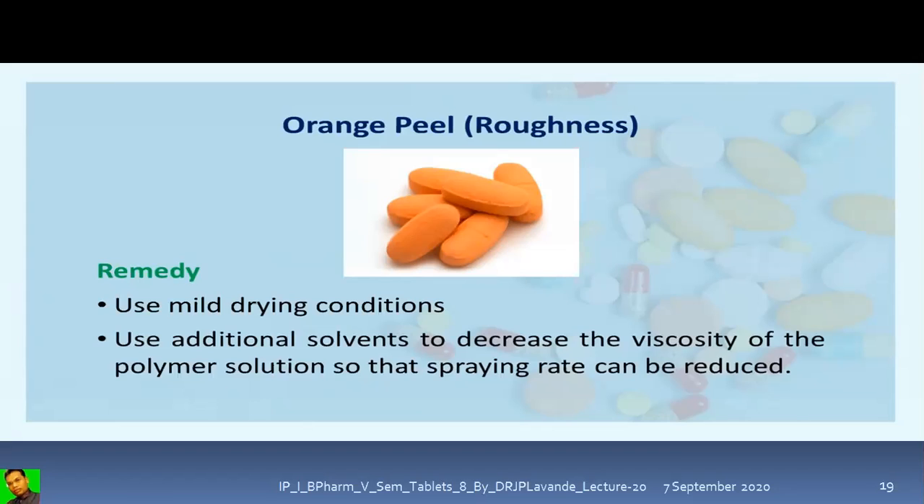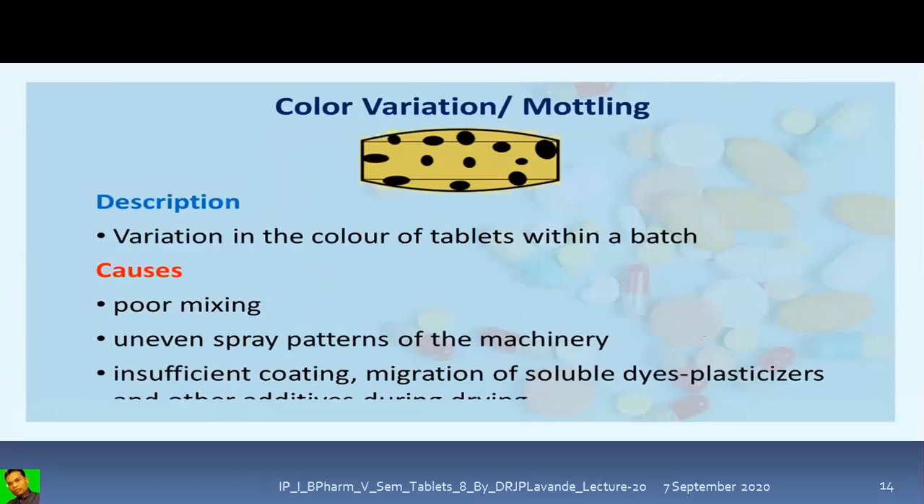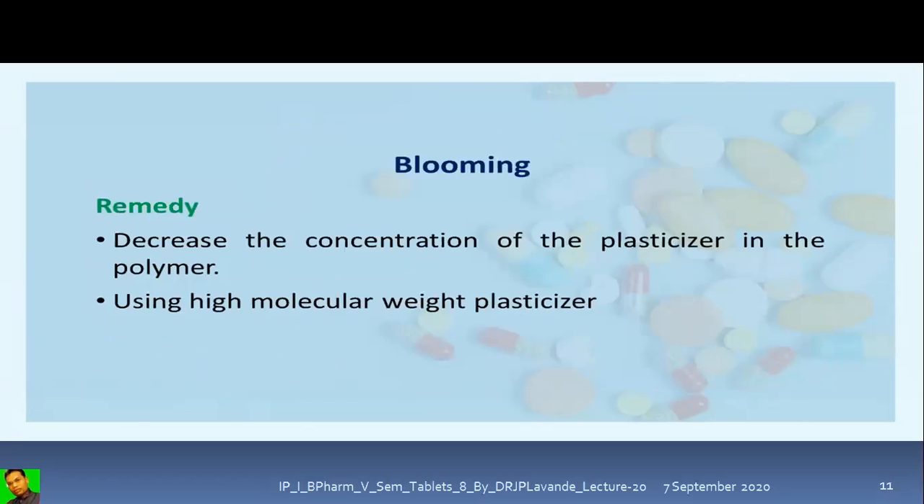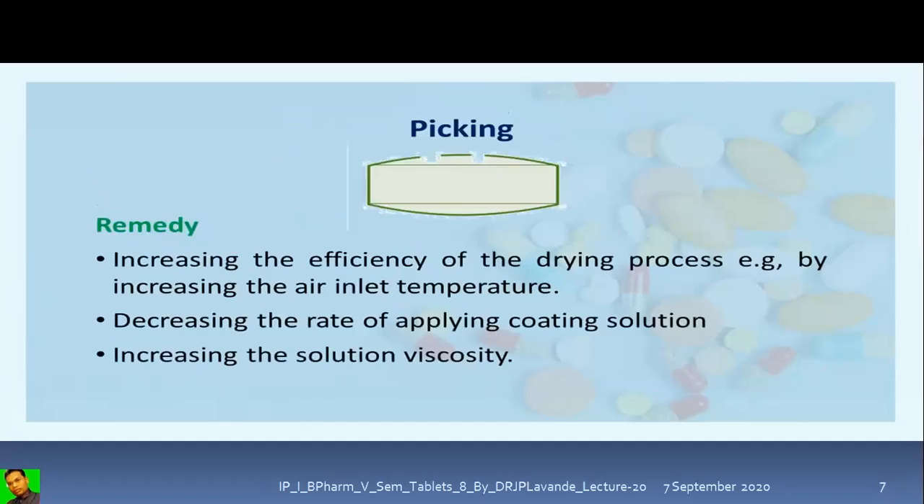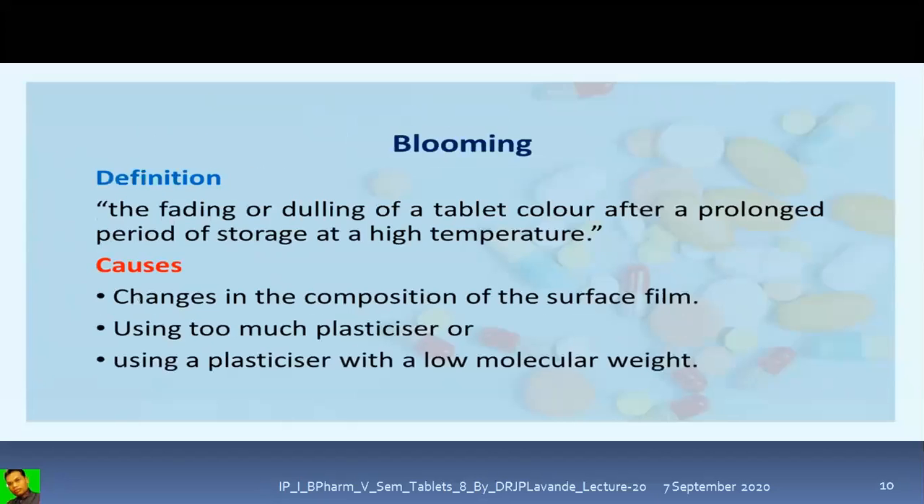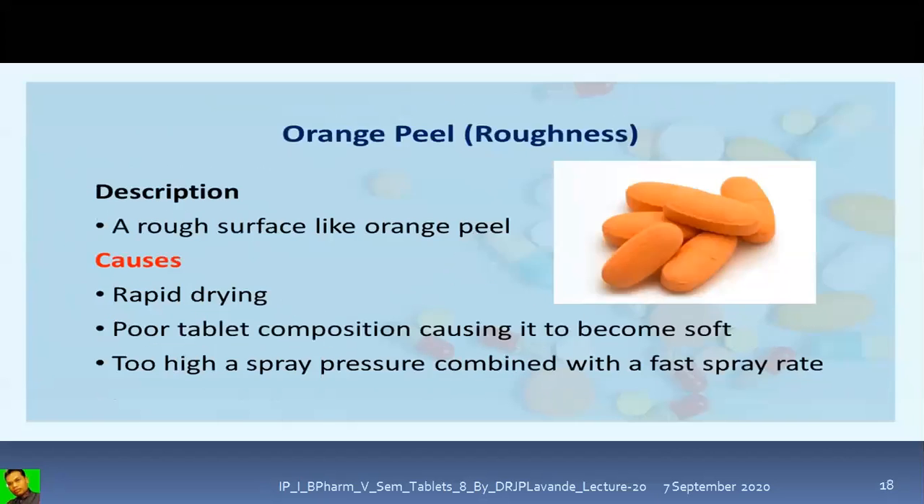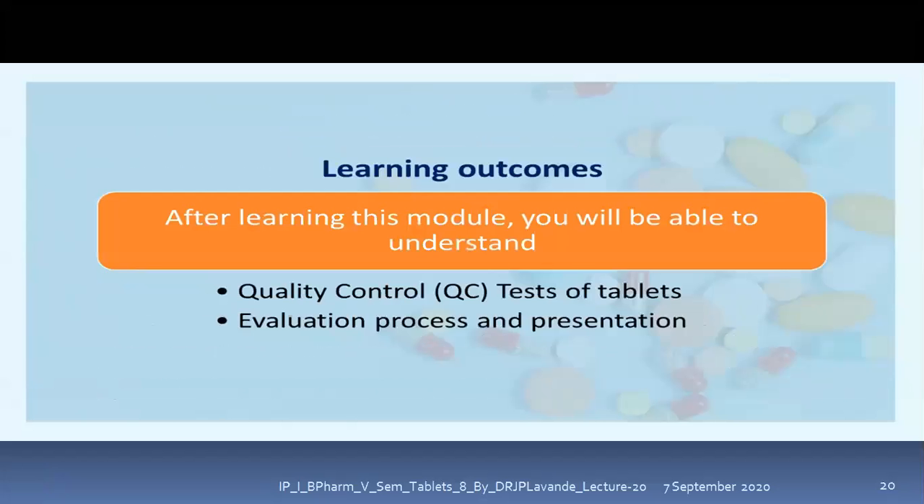So dear student, so far we have gone through a number of tablet defects like the orange peel, infilling, color variations, blushing, blooming, pitting, picking, then cratering, then chipping, then blistering, then cracking, and then thinning. So all these defects we saw, what they are, their description, what their causes are, and how these can be treated, isn't it? So this we saw so far.